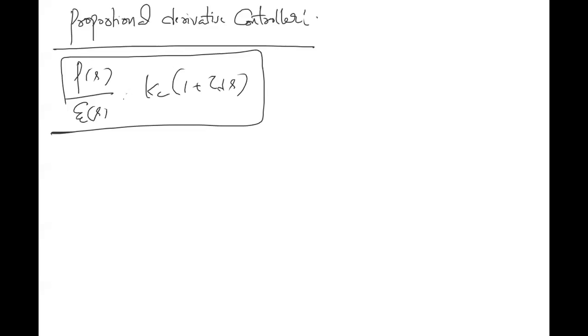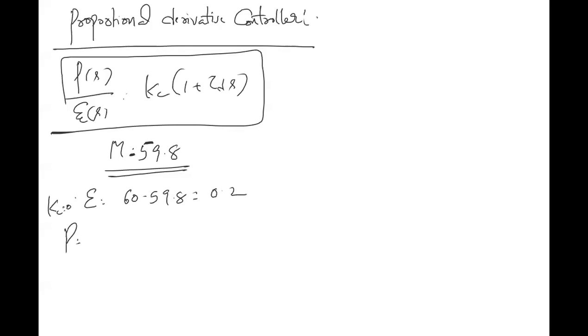Now how does the proportional derivative controller work? Let's say my measurement is 59.8. Then what is my error? 60 minus 59.8, which is, let's say, 0.2. What is the proportional controller? Let's take Kc equal to 0.1, which is 7 plus 0.1 into 0.2, which is 7.02. What is the proportional derivative controller? Let's take tau D equal to 10.